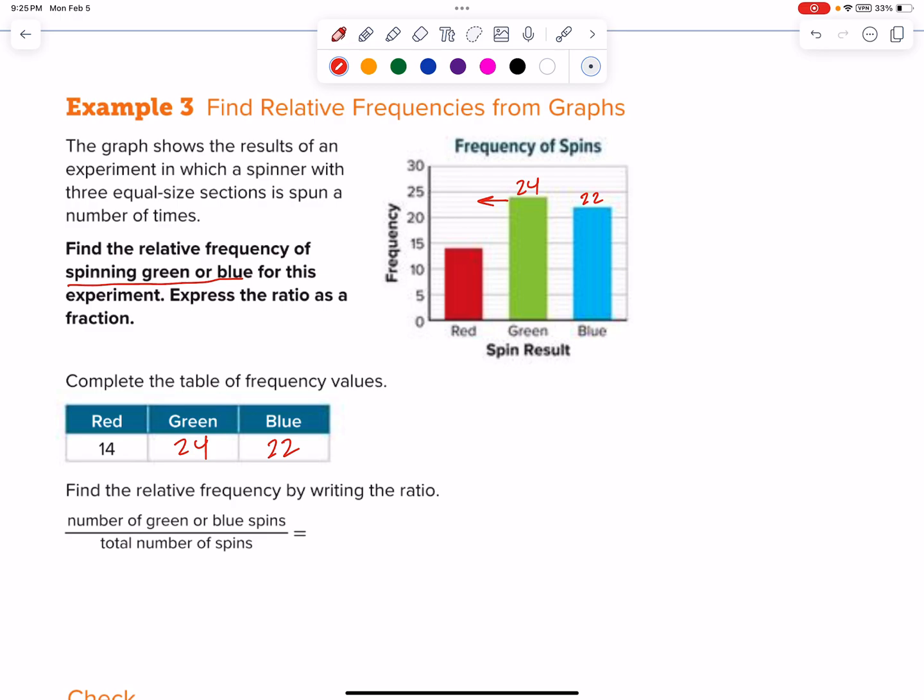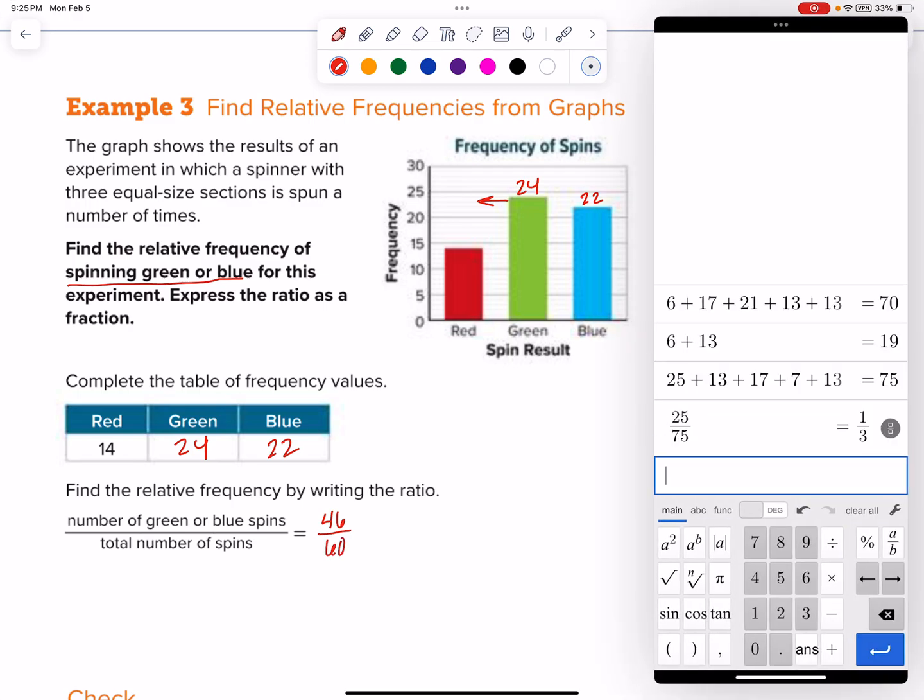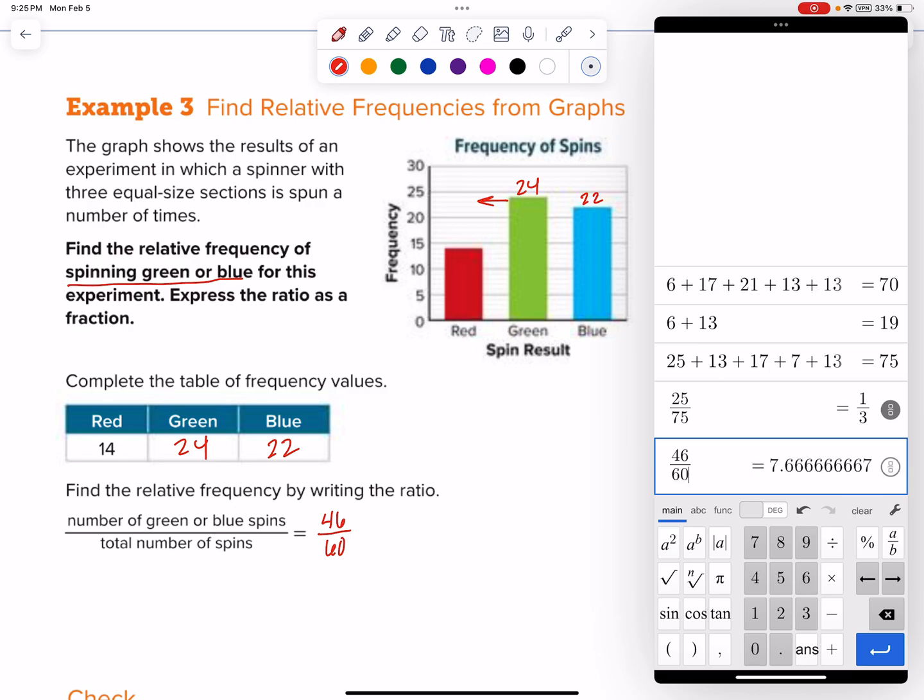Okay. All right, so let's go ahead and get our total of green and blue. 24 plus 22, 24, 34, 44, 45, 46. So we have 46 out of 46 plus 14, 56, and we end up with out of 60. So let's go ahead and just put that into Desmos, 46 divided by 60, and we get 23/30ths.